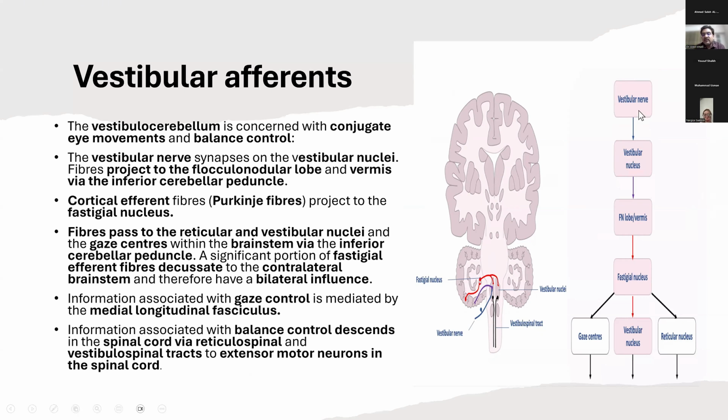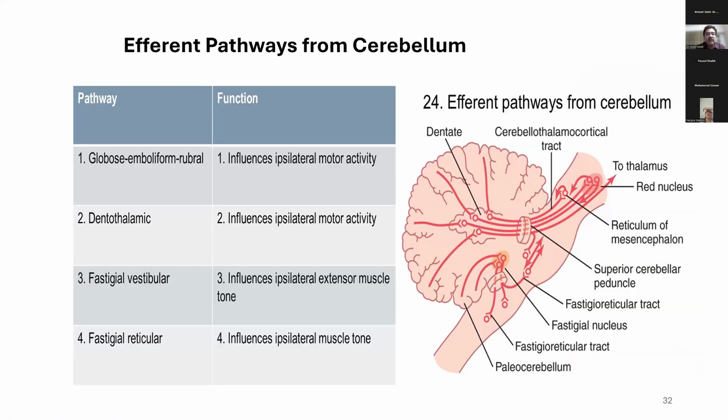And again, you can see in this diagram, the vestibular nerve from the vestibular nucleus and then the flocculonodular lobe in the vermis, and then it goes to the fastigial nucleus. Again, this whole tract is in the midline. Then from the fastigial nucleus, they go to the gaze center, vestibular nucleus, and the reticular nucleus. So vestibular afferents are responsible for the eye movement and balance control of the body.